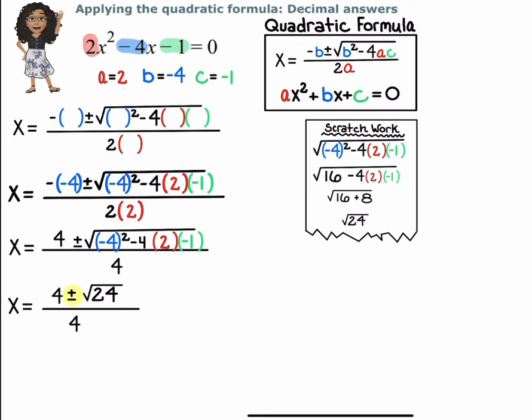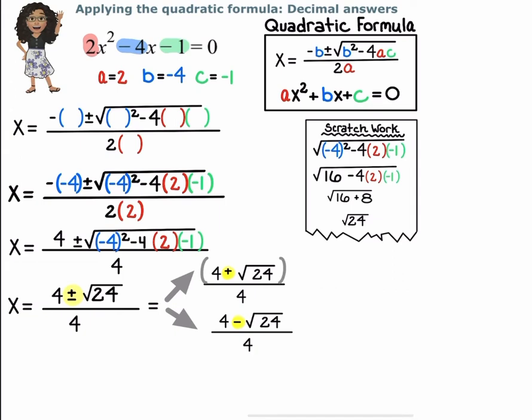The plus or minus indicates that I have two separate answers. So I need to evaluate 4 plus root 24 over 4 and 4 minus root 24 over 4. When grabbing your calculator, it's important to know that you need to find the answer to the numerator before dividing by that denominator 4. So I found the answer to 4 plus square root of 24 and then divided by 4. What you'll notice is you get an irrational answer, a decimal that goes forever without a pattern.